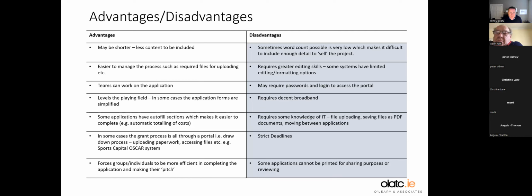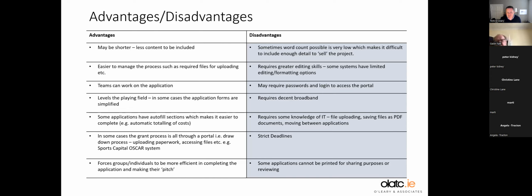I suppose it does level the playing field, because the online application forms are simplified. They don't give a lot of scope for giving a lot of information, or attaching additional documentation, or proposals or business plans. Previously, with written applications, a lot of groups were using professionals or consultants to write application forms for them. They would put in very flowery language, write them very well, present them very well. And groups who could afford that would have an advantage over groups who couldn't afford it.